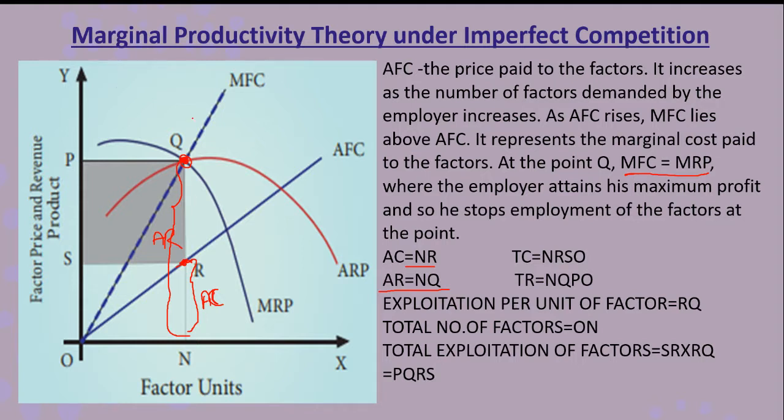He is exploiting QR. This is the area he is exploiting, QR. That is what is given here: AC is equal to NR, AR is equal to NQ.